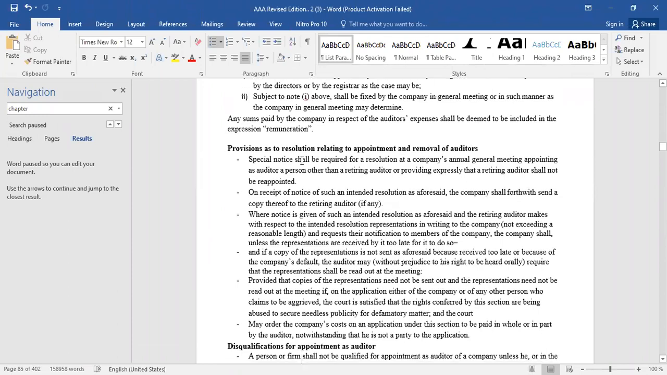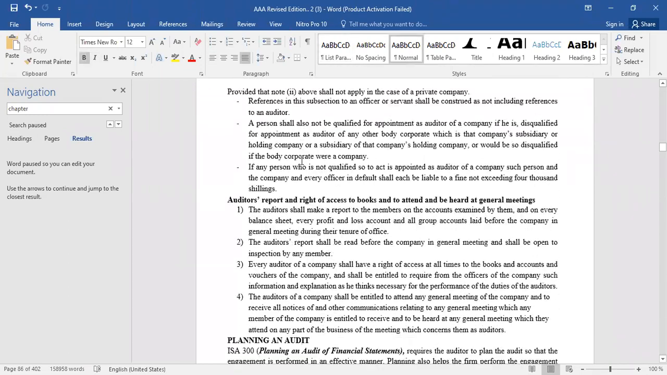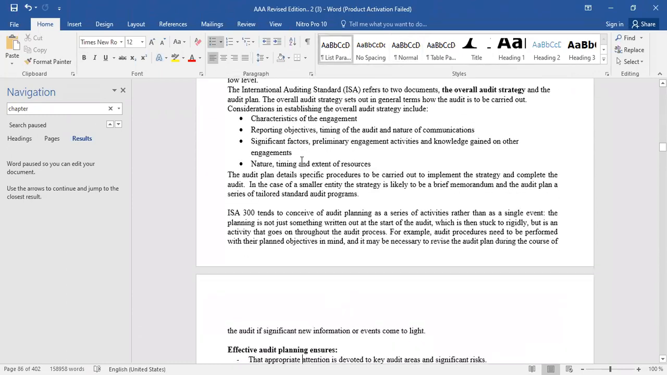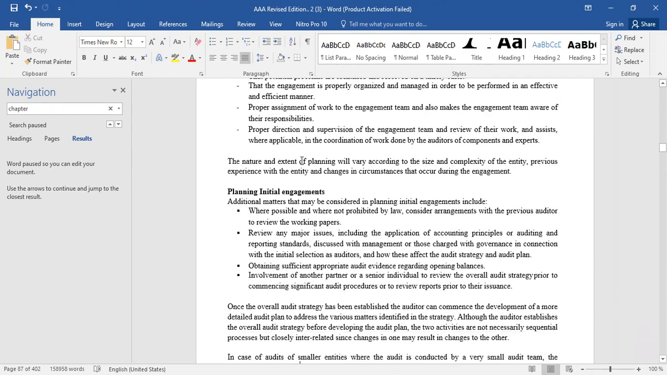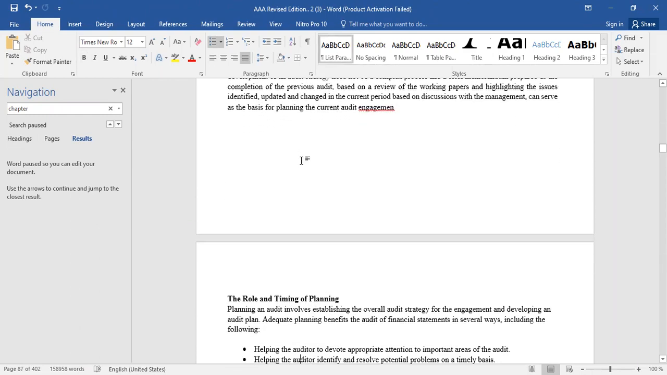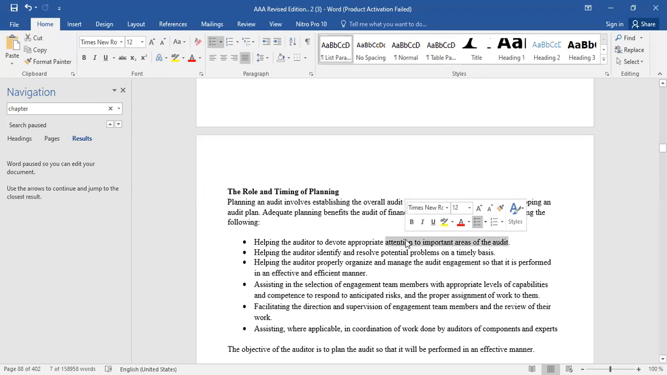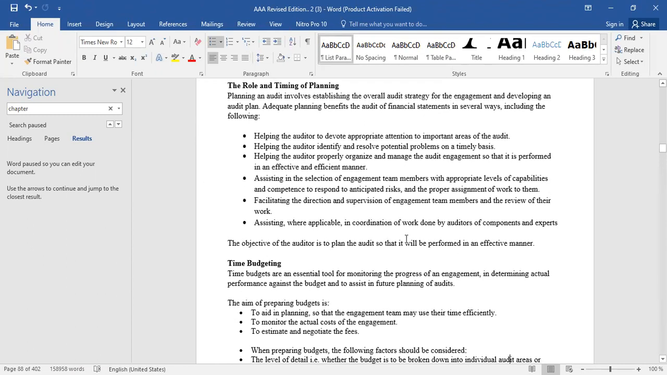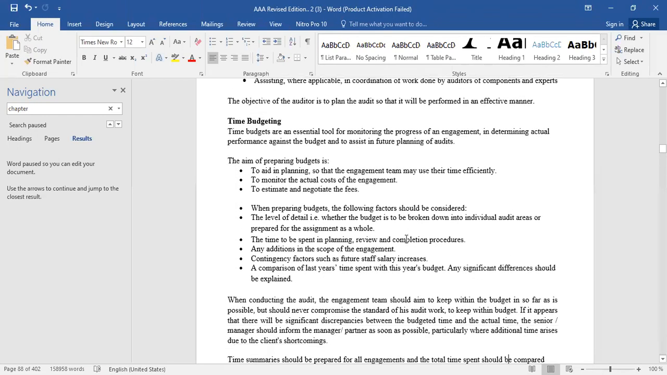Under this one, appointment, we talked about disqualification, we have discussed. We also discussed all this. Maybe the only planning, we just looked at the importance of planning, shangalia uko juu. So that is quite repetition. Tumeangalia planning, it helps the auditor to put their appropriate time on the most important areas. So that is quite important. Those are importance of planning or roles of planning. Those ones we have looked at.